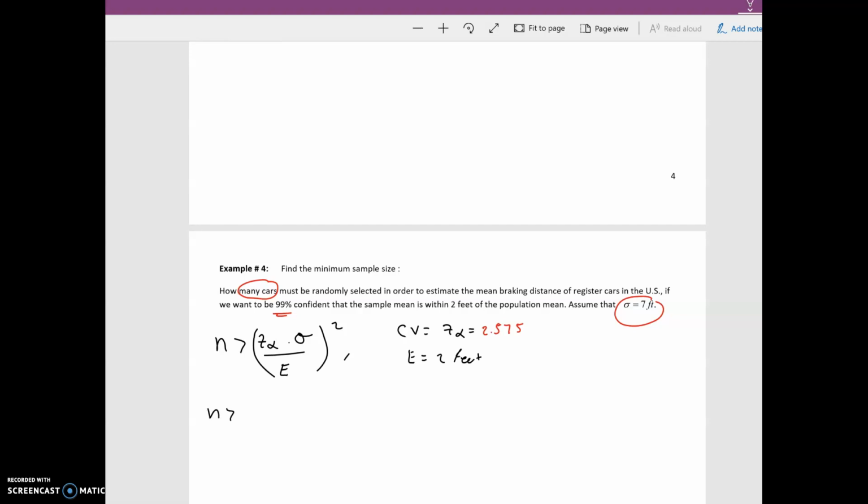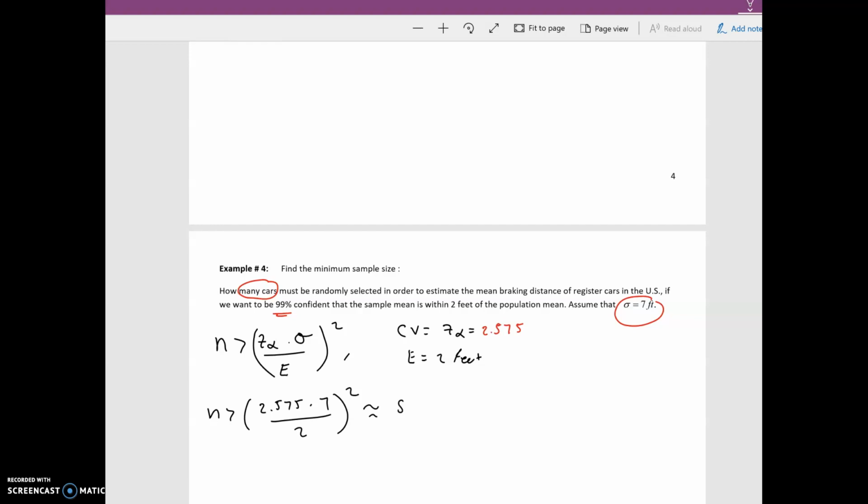So in this case, n is going to be greater than the following calculation. So you're going to be evaluating 2.575 times the values of sigma. Sigma is equal to 7. And then over the values of 2, and then squared. Please take a second to calculate that. Okay, and let me know if you're matching.